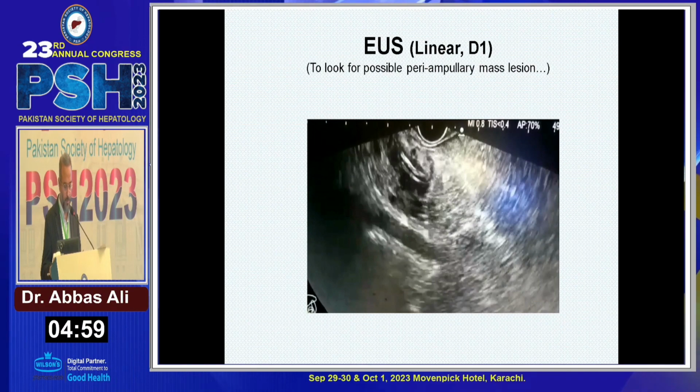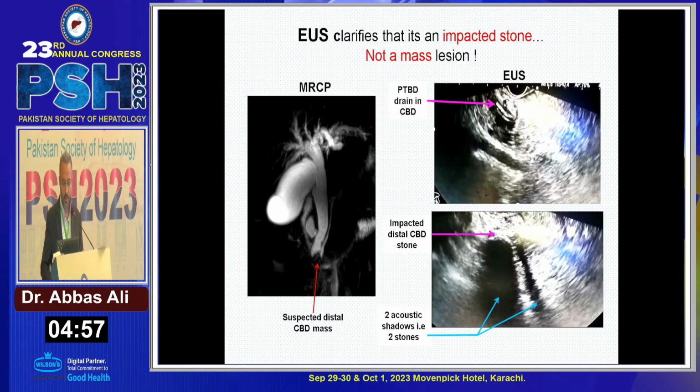And this is the PTBD drain that you can see. So in this case, EUS clarifies that it's not a mass lesion, but it is an impacted stone. You can see the two different shadows.